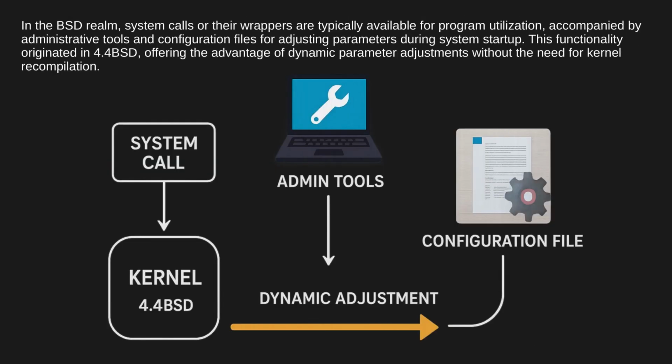In the BSD realm, system calls or their wrappers are typically available for program utilization, accompanied by administrative tools and configuration files for adjusting parameters during system startup. This functionality originated in 4.4 BSD, offering the advantage of dynamic parameter adjustments without the need for kernel recompilation.